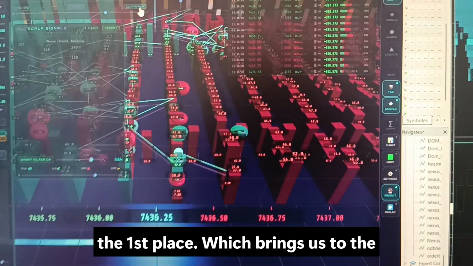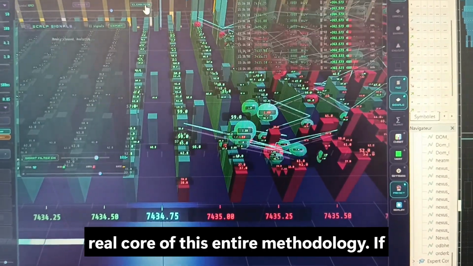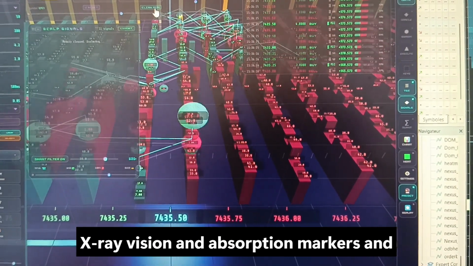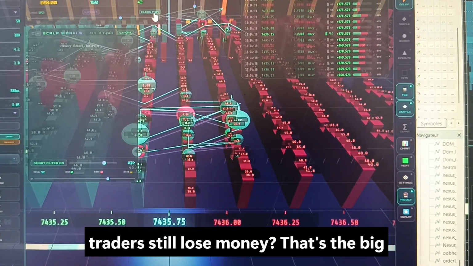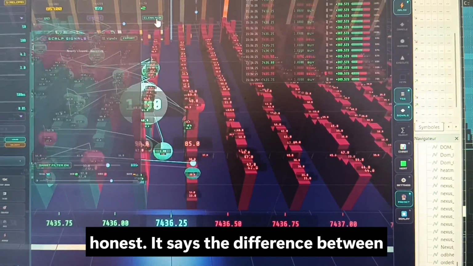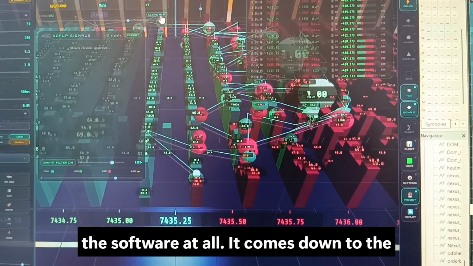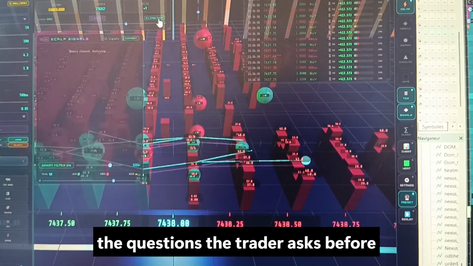Which brings us to the real core of this entire methodology. If the software is this good, if we have X-ray vision and absorption markers and asset profiles, wait, why do so many traders still lose money? Yeah, that's the big question. The source material is brutally honest here. It says the difference between success and failure doesn't come down to the software at all. It comes down to the mindset, and specifically, the quality of the questions the trader asks before clicking a button.